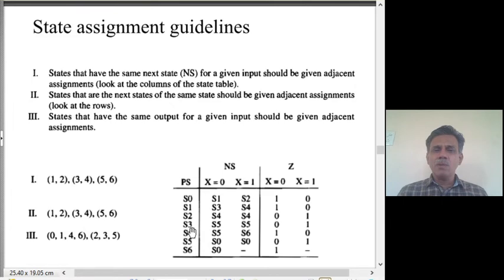That is easy to remember, easy to assign. If you do so, that is called the straight binary assignment. It's very straightforward. But it turns out that such an assignment may not lead to a circuit which is simple, which means one which has a lesser gate count.